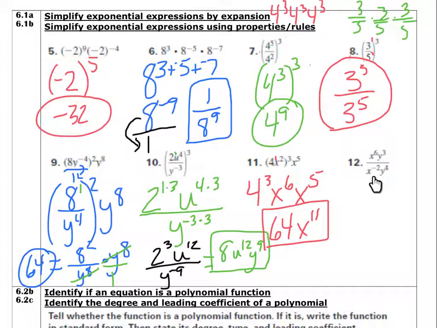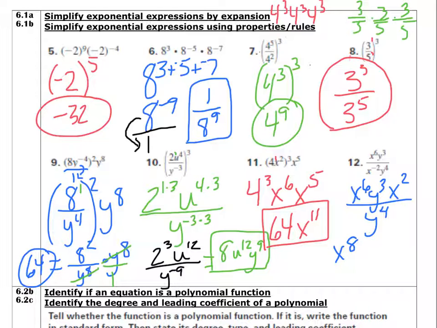For number 12, let's go ahead and get rid of this negative exponent first. So x to the negative 2 I'm going to bring up. When I do that, what we're going to end up getting is x to the 6th, y cubed, and then x to the positive 2, and then y to the 4th. Now if we look at it this way, our x's can be combined. There's 6 here, there's 2 here. These become x to the 8th. So we'll do x to the 8th.